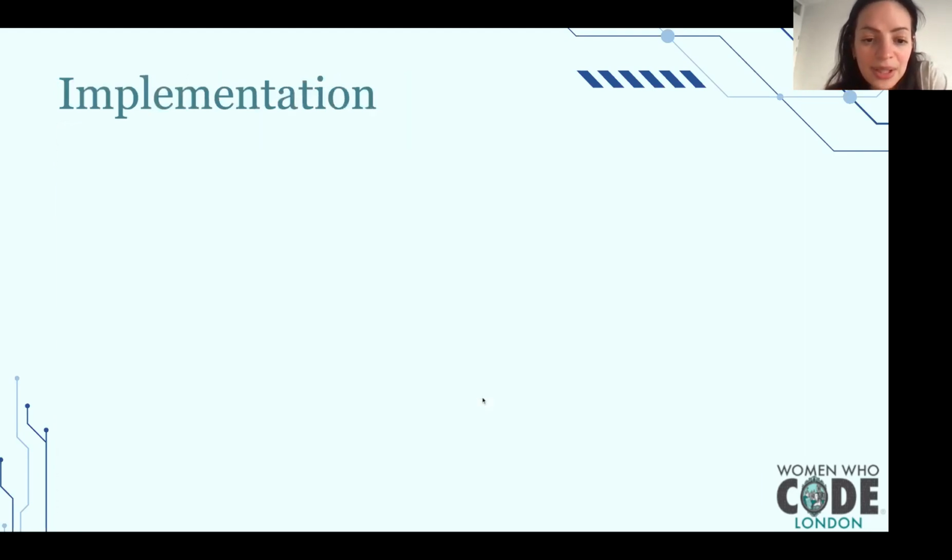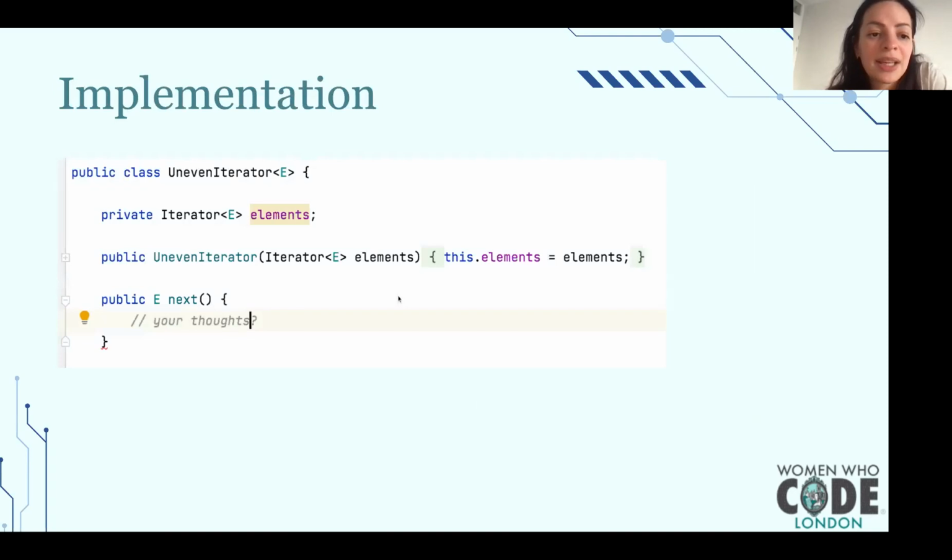And let's look at the implementation. So, uneven iterator. We can use iterators there, but we will do some tricks. Your ideas, how we can do it by 2 steps every time?